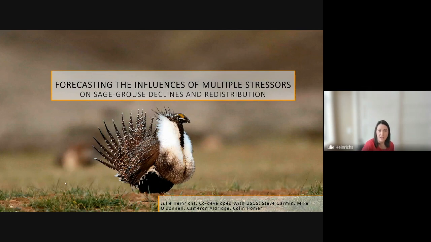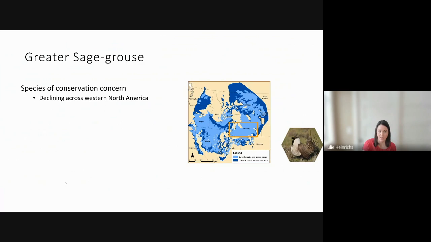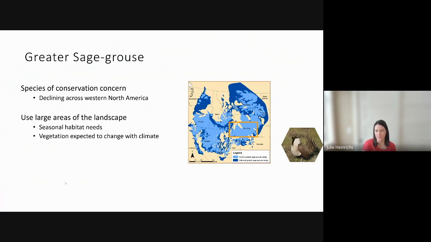So the last one is looking at forecasting the influences of multiple stressors, and our example species here is the sage-grouse. So moving inland here, we're looking at kind of the Western United States, and across the range, the species is generally declining. In some places more than others, but in this Wyoming area, that's kind of the stronghold for this species, where they're doing the best.